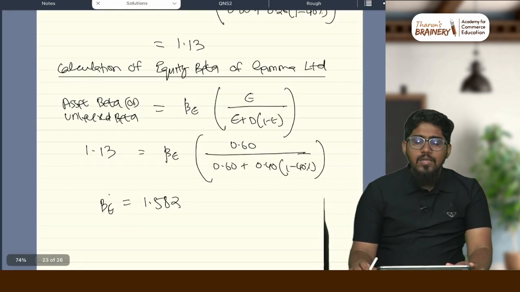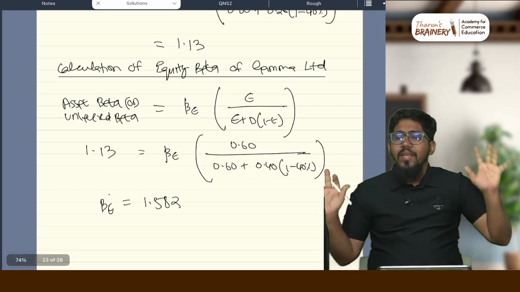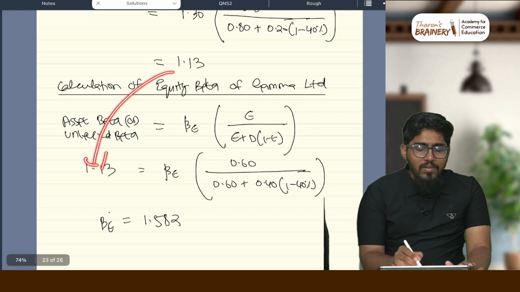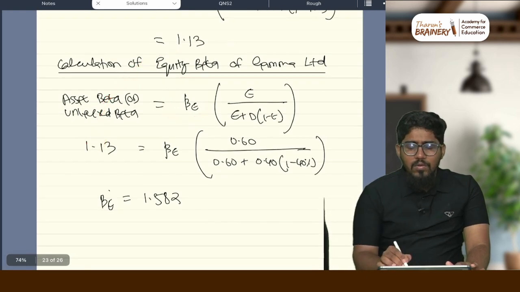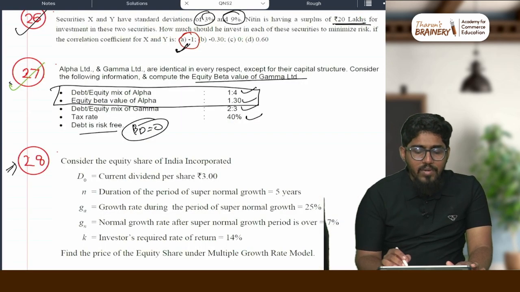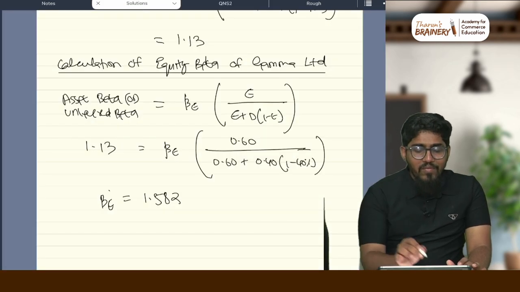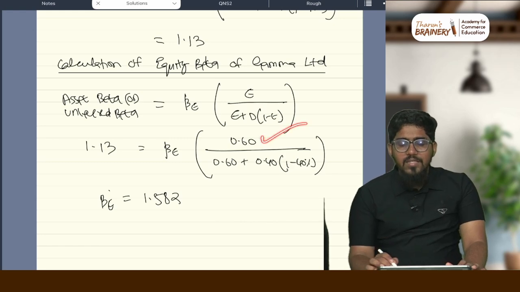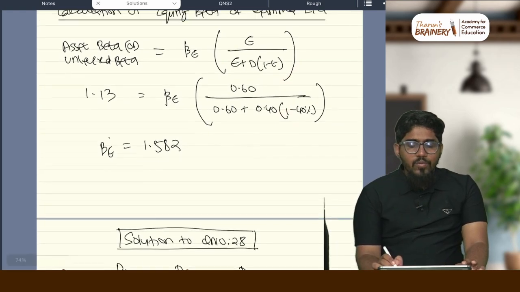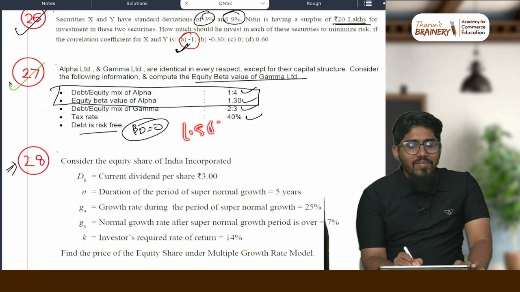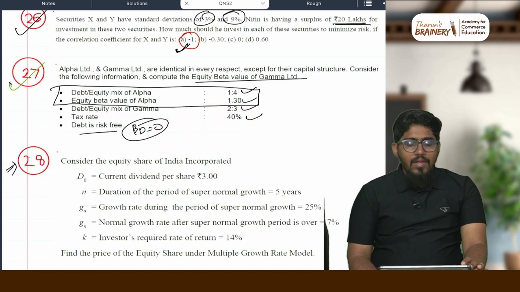So asset beta is equal to, don't complicate the formula, write the same formula itself. Asset beta is 1.13, put it here. This only you keep as the unknown. This is the capital structure of Gamma Limited, which is nothing but 3 by 5, which is 60% equity and 40% debt. Every time, for debt you remove the taxes, so you will get the equity beta as 1.582. 1.582 is the answer. Clarity?